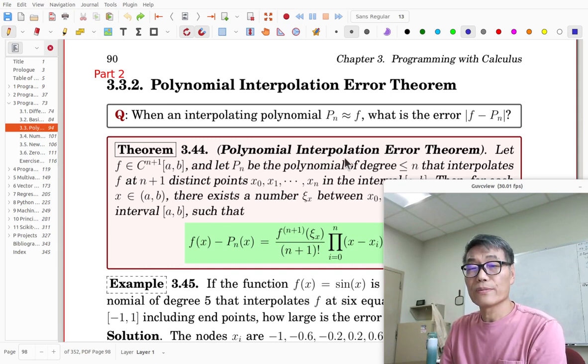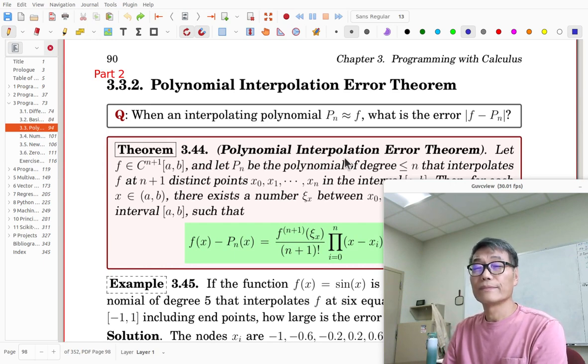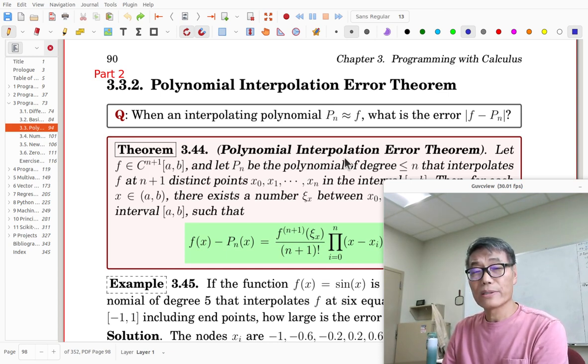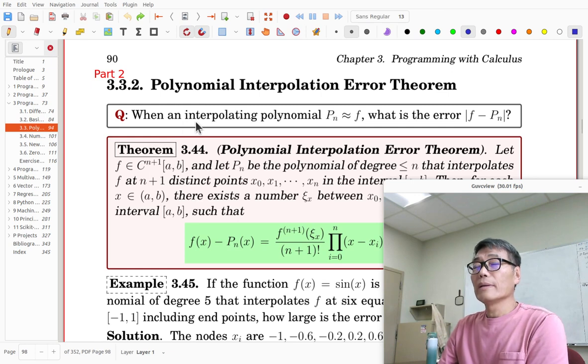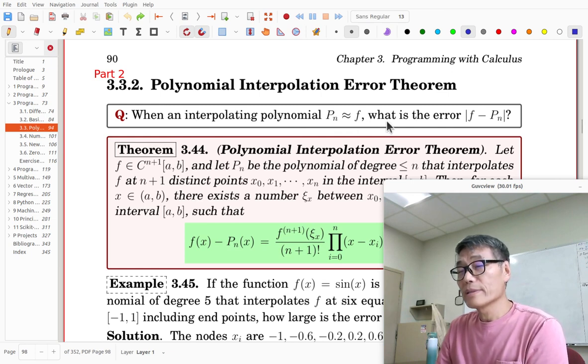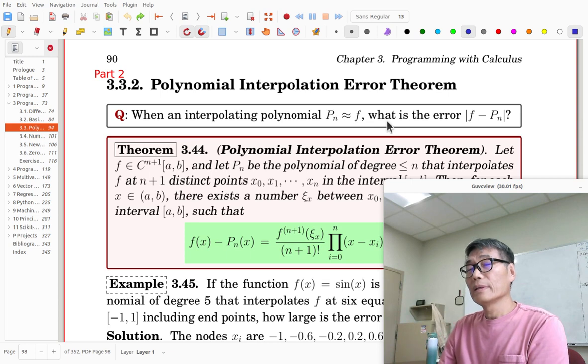It is part 2 of section 3.23, Polynomial Interpolation Error Theorem. In the first part of the section, we studied polynomial interpolation and constructed interpolating polynomials in the Lagrange form. Here we have a question. When an interpolating polynomial Pn approximates a function f, then what is the error? In this second part, we'll try to answer the question.